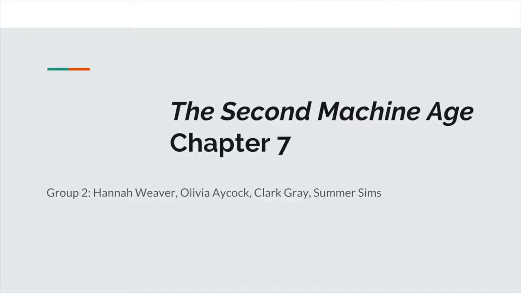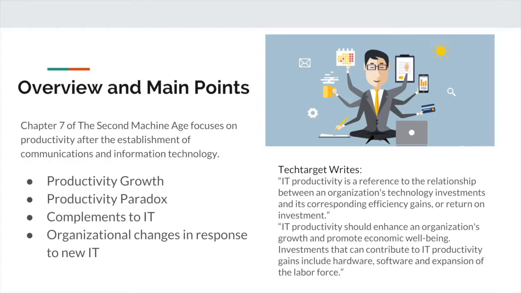Hey everyone, so in this presentation we'll be discussing the book we've been reading this semester called The Second Machine Age and talking about Chapter 7 of it. So the overview and the main points. Chapter 7 of The Second Machine Age focuses on productivity after the establishment of communications and information technology. And the four main points we'll be discussing will be productivity growth, the productivity paradox, complements to IT, organizational changes in response to new IT.